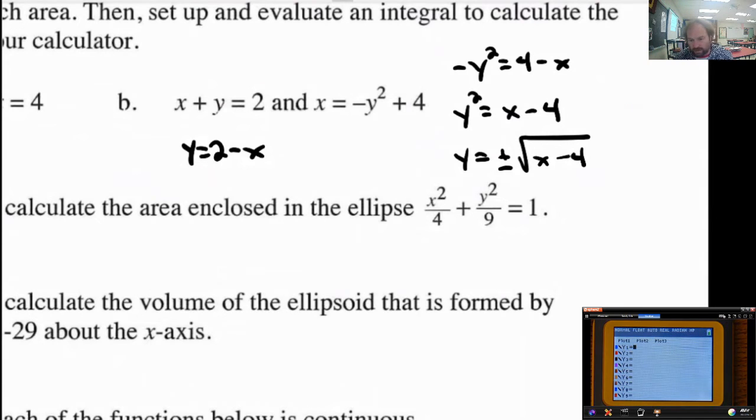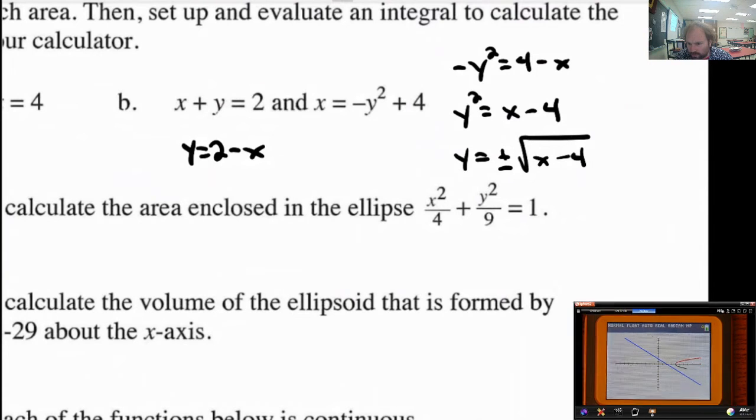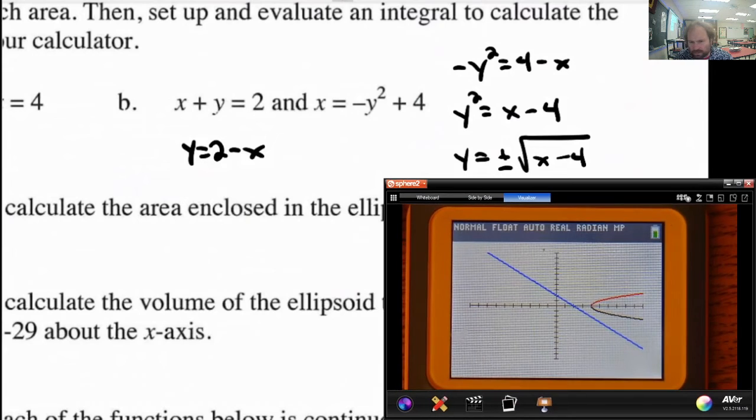These kinds of ones, it is helpful sometimes to just think about it also. We have to do the square root of x minus 4 and also the negative square root of x minus 4. We'll graph all three of those. There's the straight line part. Let me bring calculator cam up to the front here. And there's that. They don't intersect at all. Did I do something wrong here?